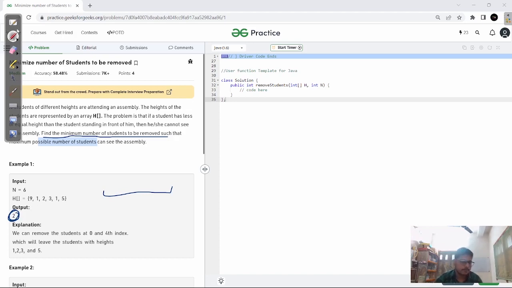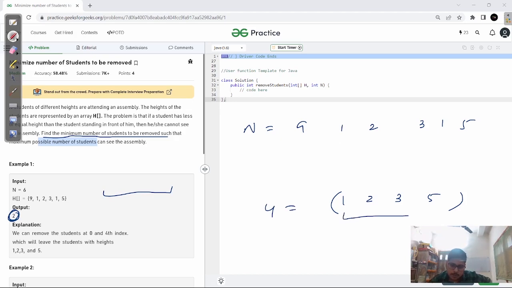So what can we do here? See, 9, 1, 2, 3, 1, 5. What was our answer? So suppose we know how to find the maximum increasing subsequence, right? So we know then the maximum number of people to stay, right? So definitely, just subtract the length of the answer from the length of the array. Their answer is what? 4, right? So just subtract this result, because these are the people to stay. So the rest of the people have been removed, right? So they will be the removed people. So the count of them is my answer. This is obvious, right? So there is nothing to actually think about.